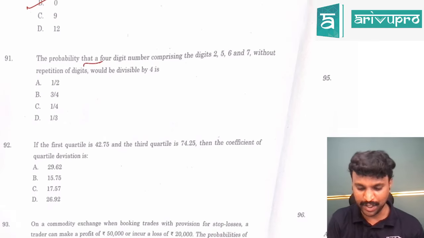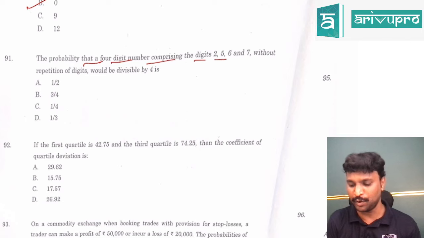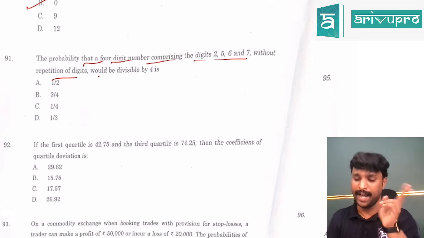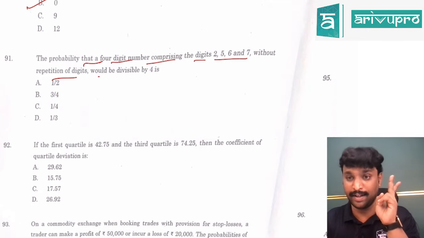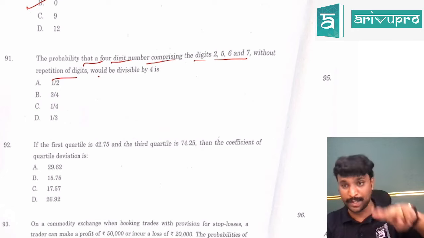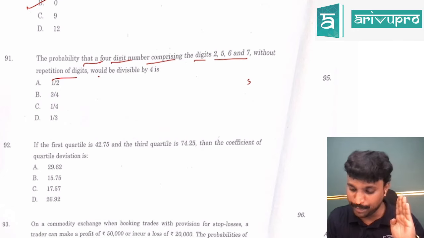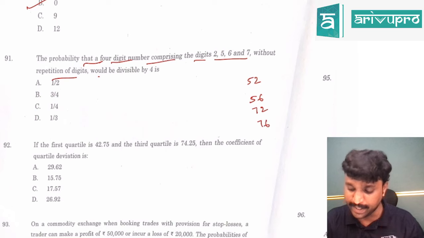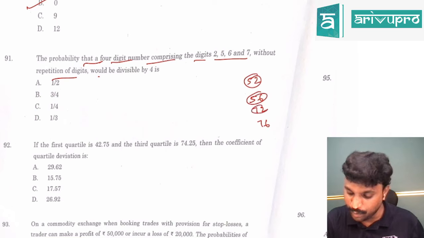Look at the 91st question. The probability of a 4-digit number comprising 2, 5, 6, 7 without repetition of digits being divisible by 4. Guys, how do you characterize a number which is divisible by 4? The number can end with 2, and the last 2 digits should be divisible by 4. So the last 2 digits could be 52, or 56, which is divisible by 4, or 72, divisible by 4, or 76. Guys, each of these can be done in only one way.